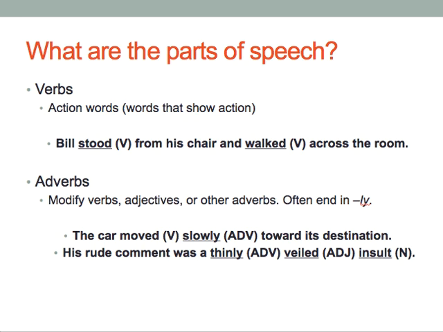But adverbs can also modify adjectives. As in the second example, his rude comment was a thinly, adverb, veiled, adjective, insult, noun. Veiled is an adjective that modifies insult, noun. But thinly doesn't modify the noun insult. Thinly modifies the adjective veiled. It says what type of veiled insult it was.